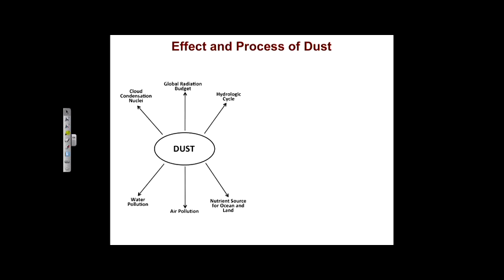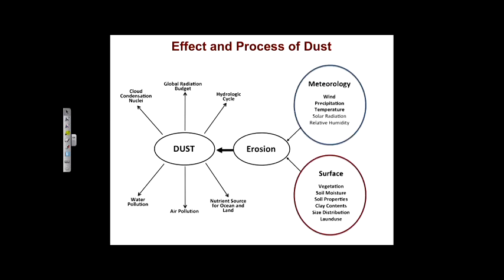And this dust is moved into the air by erosion. For erosion, we need to know about meteorology and surface. Important meteorological parameters are wind, precipitation, and temperature. For surface condition, we need to know vegetation, soil moisture, soil properties, clay content, size distribution, and the land use. Yeah, it's a more complex case than simple parameters.